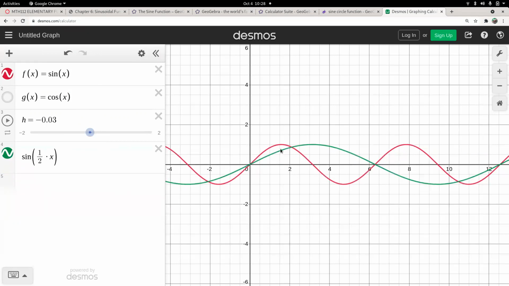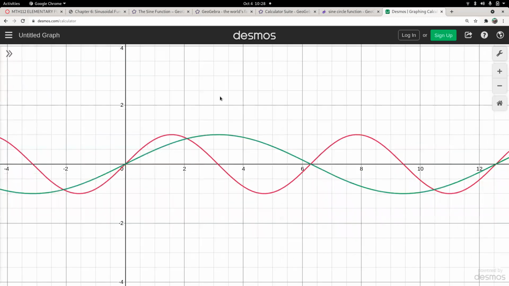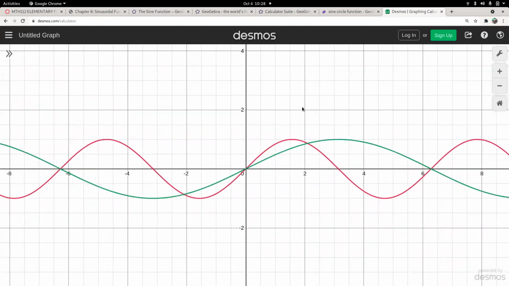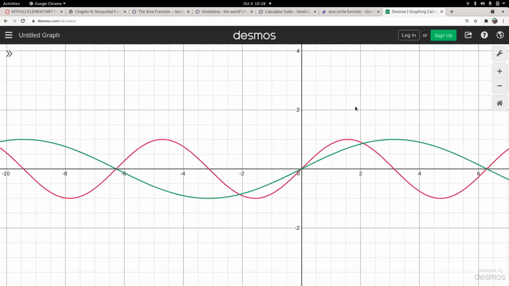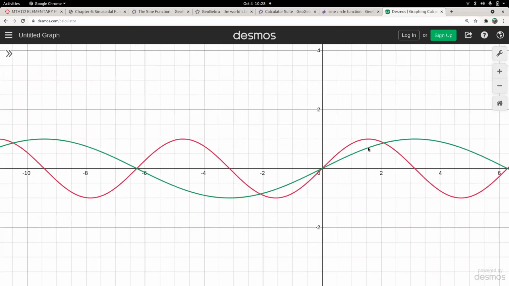And what does the period seem to be? Again, the green function is going uphill through the origin. When is it going uphill through the x-axis again? It's not till way over here at 4 pi. So there's that period of 4 pi. We could double check using the peak of the function. So let's move this out of the way and slide this over. Can I see the peak? Yeah, here's the peak.